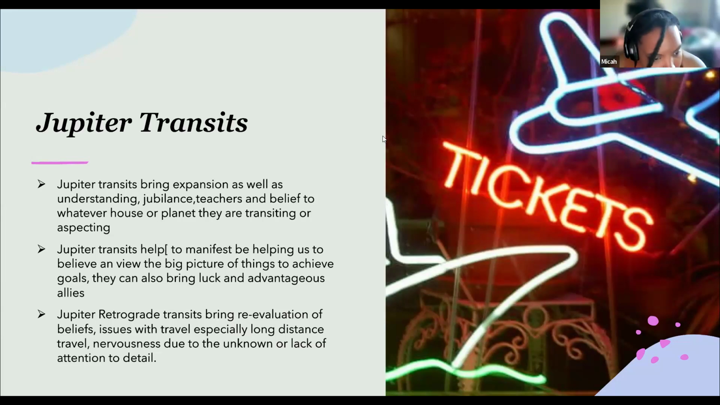But yes, okay. So junk drawer of astrology charts is the third house. So Jupiter retrograde transits bring reevaluation of beliefs, issues with travel, especially with long distance travel. Nervousness due to the unknown or lack of attention to detail can also come up during Jupiter retrograde, but it can also bring reevaluation of beliefs. It can bring delays in graduation as well. Like if you're in school and trying to graduate, or like completing something.